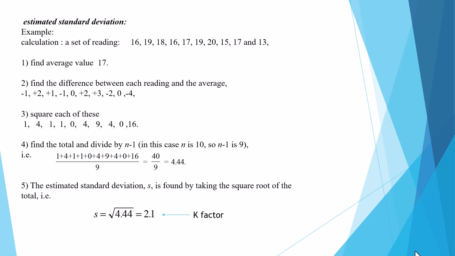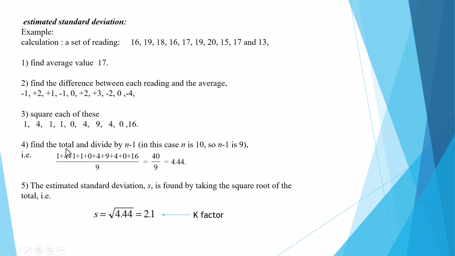So how do we get the standard deviation? How to estimate standard deviation? We can use a calculation to express it. For example, we have 10 numbers. If you want to get the standard deviation, we should first find the average value. Here the average value is 17. Then find the difference between each reading and the average. Here 16 minus 17 is minus 1. 19 minus 17 is positive 2. So all these numbers are around 17. Then square each of these differences: minus 1, positive 2, or minus 4, square each one.